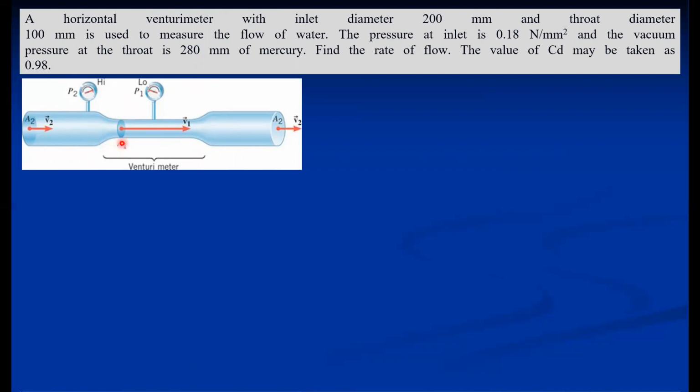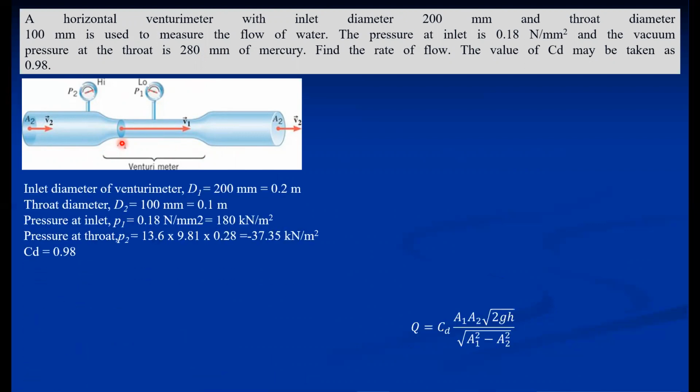So whenever there is a numerical on venturimeter, remember that it is restricted to only one formula, that is Q. If the CD value is given, we can directly write that formula: Q is equal to CD A1 A2 under root 2gH upon under root A1 square minus A2 square. A venturimeter problem is only related to this expression, so without it we cannot solve the problem.